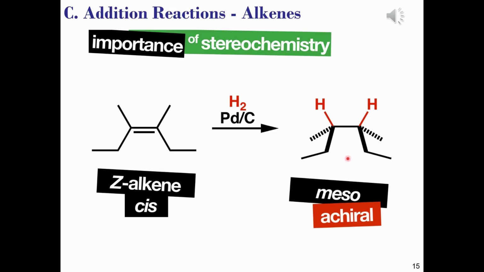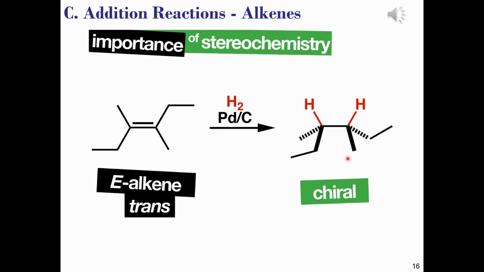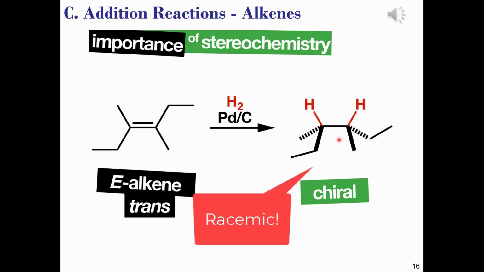Let's have a look at the E alkene now. In the second instance, the hydrogen molecule was also able to approach from either the bottom or the top. Nonetheless, because of the syn addition, just like the last case, this resulted in a chiral product. Now, to be fair, this is racemic, so the other enantiomer would likely be produced in the same amount.